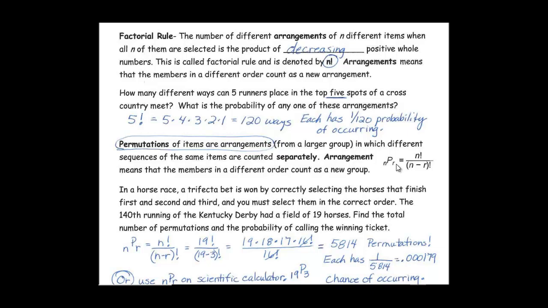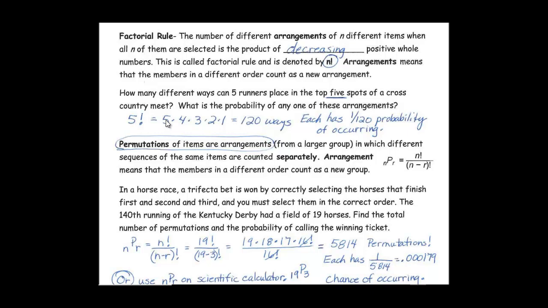I think the best way to do this is just do an example. How many different ways can 5 runners place in the top 5 spots of a cross-country meet? Well, let's just assume that we only have 5 runners. Then we're going to look at what is the probability of any one of these arrangements. So we have 5 runners. I want you to see that you really would kind of create 5 different spaces. So in our first place, we have 5 different possibilities.